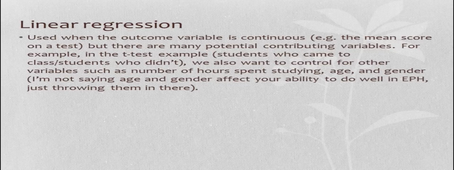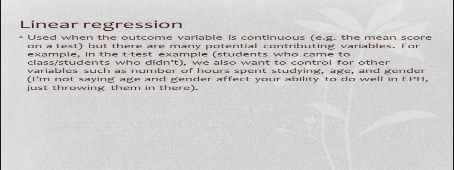So, linear regression. We're almost done, I promise, there's only 2 more. And these last 2 are very theoretical, so I'm not really even going to put numbers in them at all. Linear regression is used when the outcome variable is continuous, for example, the mean score on a test. So say that there were many potential contributing variables. This is a way to do multivariate analysis.